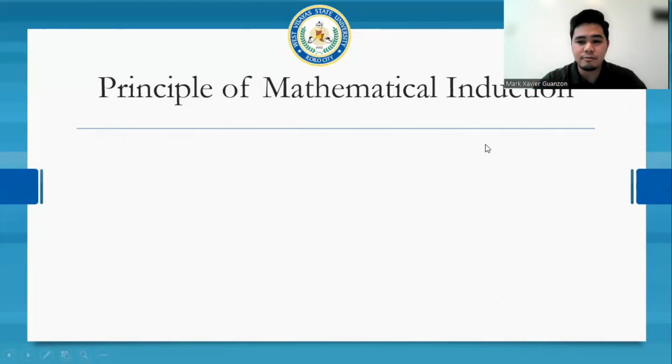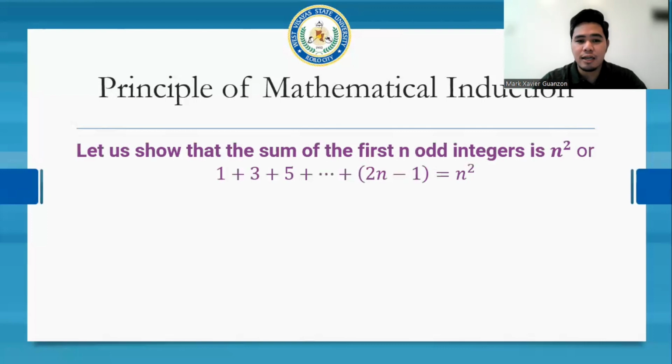To put it into actual situations, let's try to prove this particular mathematical statement. Let us show that the sum of the first n odd integers, or positive odd integers, is n squared, or 1 plus 3 plus 5 and so on and so forth until 2n minus 1 is equal to n squared. Take note that 2n minus 1 there signifies the nth odd integer.